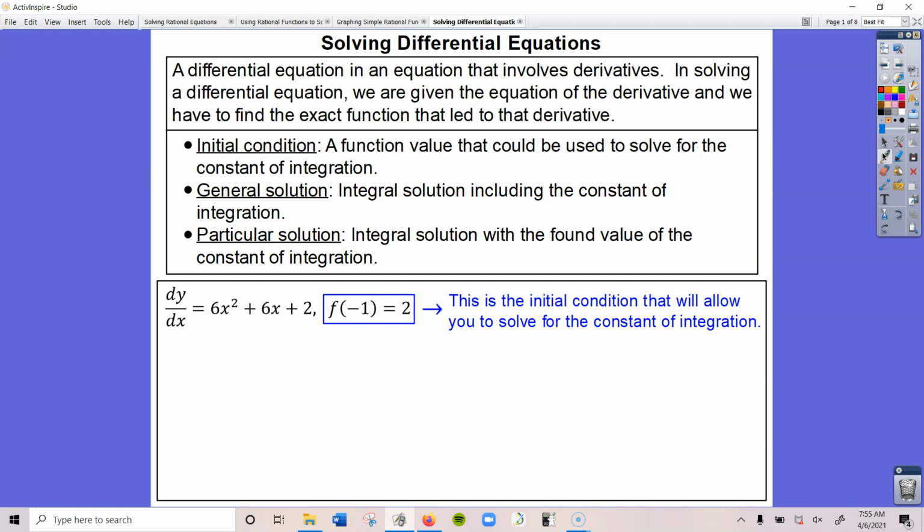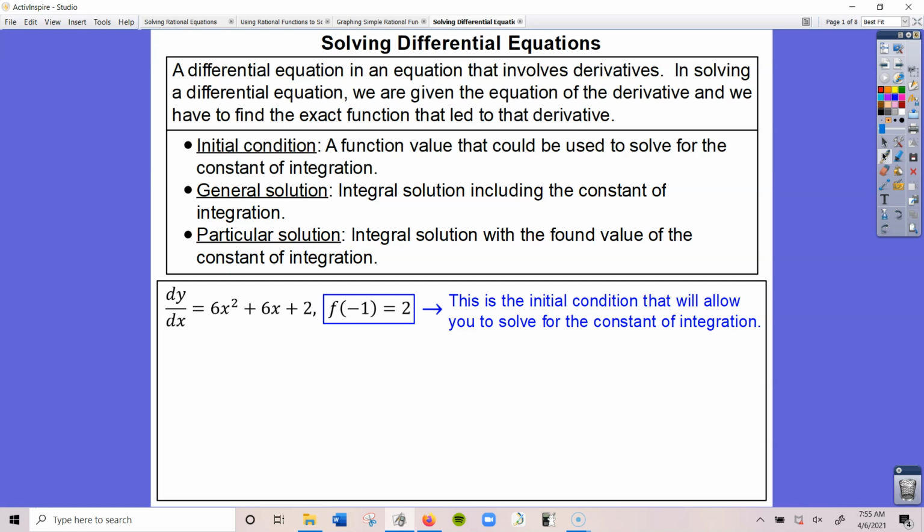So there are three terms that you'll need to know. One is the initial condition, and this is a function value that could be used to solve for the constant of integration, which we've done questions like this before in the past. Two is a general solution. That is exactly when you integrate and you have your solution that involves the constant of integration, meaning c. The particular solution is once you solve for c and you plug it back into your function, and then that would be the solution that you are trying to find.